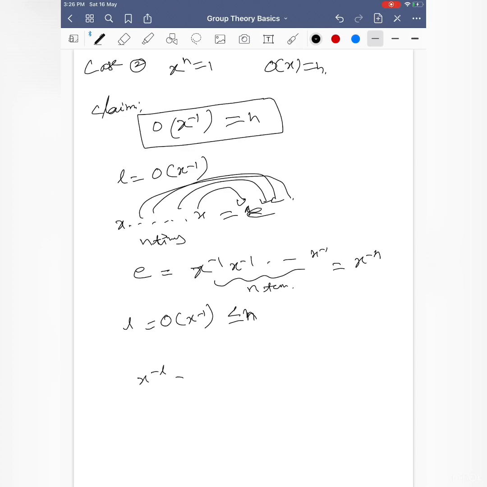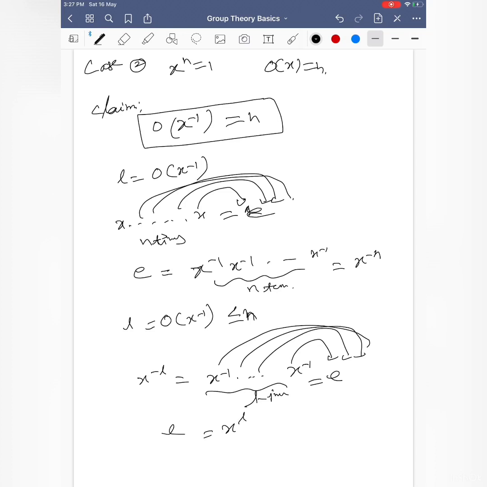That means x power minus L equals x power minus 1 multiplied L times. So this is equal to identity. Slowly pull back x, so x power L equals identity. That says that the order of x, that is n, the smallest one related to x, is less than or equal to L. So from equation 1 and equation 2, L equals n. So this is what we wanted to prove.